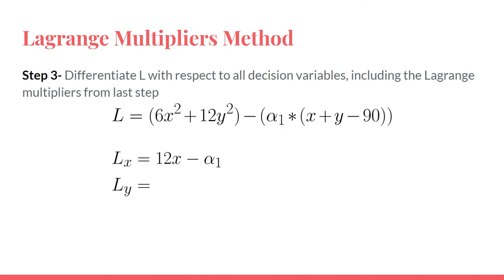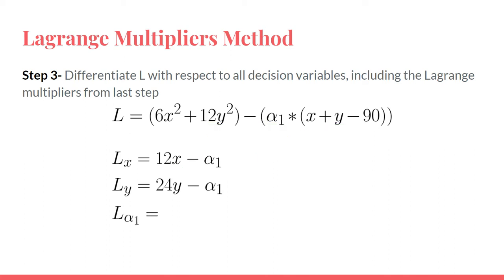We will then differentiate L with respect to y. The terms in L that have y are 12y squared from the objective function and minus alpha 1 times y from the constraint. Thus, L sub y is equal to 24y minus alpha 1.